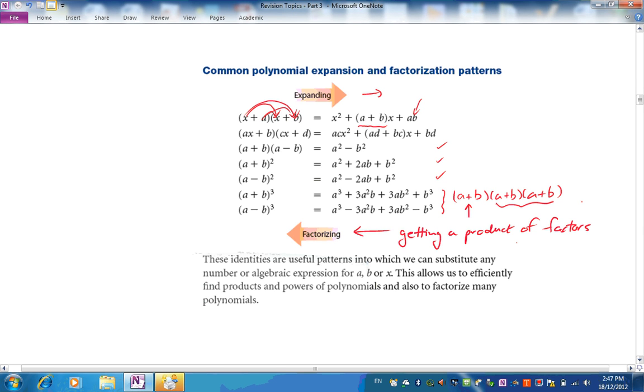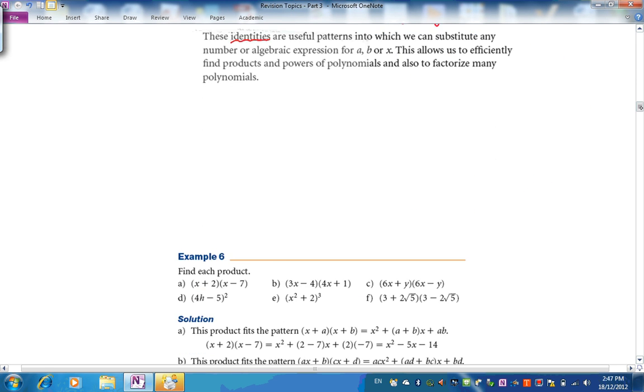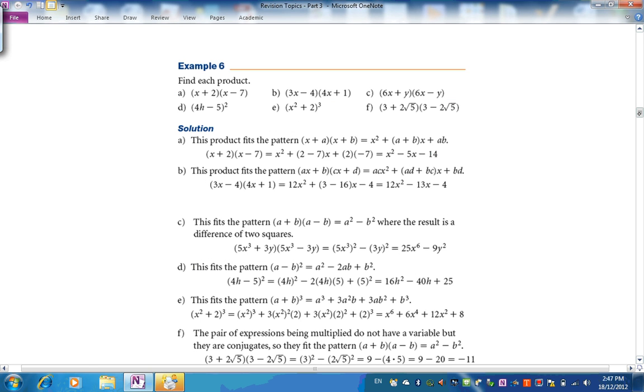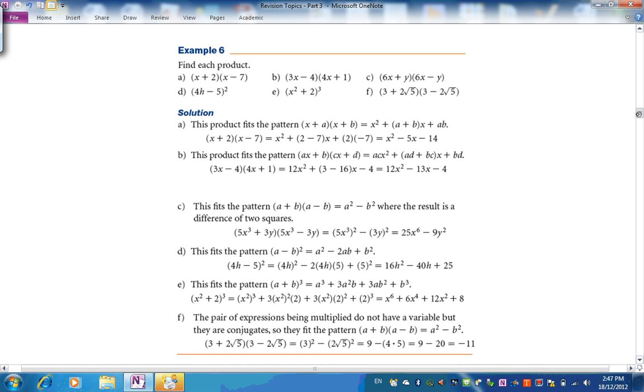Okay, so these identities are always equal. No matter what A and B values you use, the expanded form will always be exactly equal to the factorised form. All right, so let's come down and keep going, and let's do some perhaps little problems here now. So here are some for you, a little set. You might like to pause the presentation now and have a go at these.